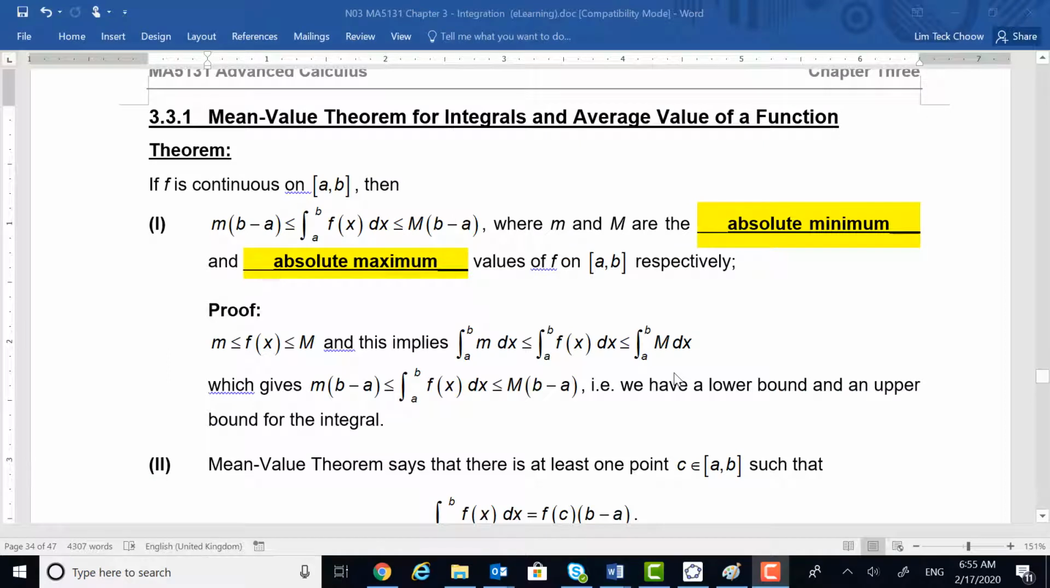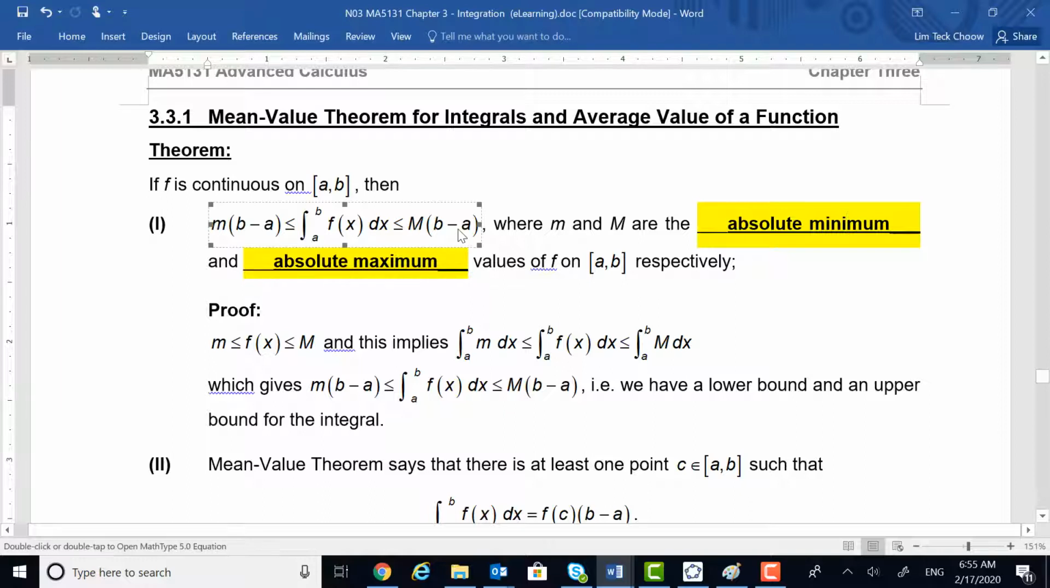Okay, next we want to look at this thing called the mean value theorem of integral, and also later on the average value of a function. To start with, if f is a continuous function on a closed bounded interval, we will have this result, that the integral from a to b is actually bounded between this value and this value, where small m and big M are the absolute minimum and the absolute maximum of the function f.